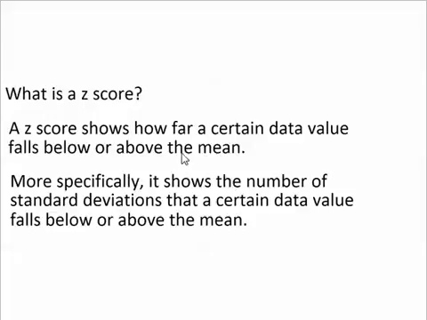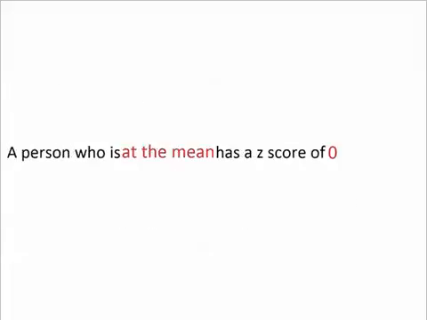So overall, a z-score measures how far a certain data value falls below or above the mean. And more specifically, a z-score shows the number of standard deviations that a certain data value falls below or above the mean. In a certain group of people, a person who is right at the mean of the group will have a z-score of 0.